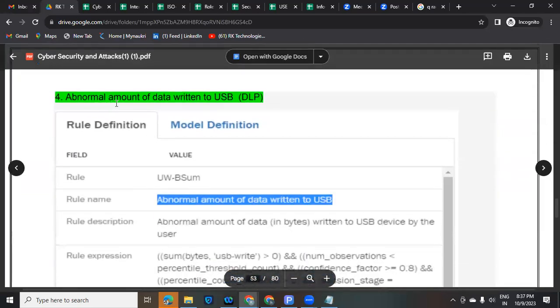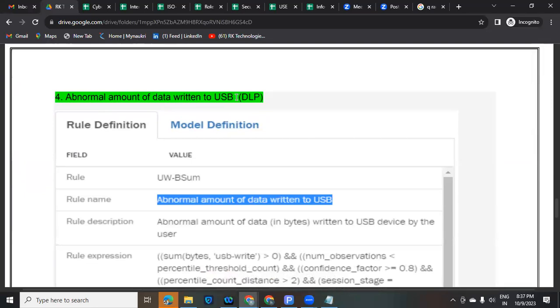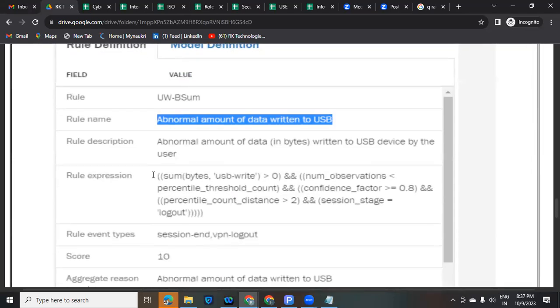Next one is abnormal amount of data written to USB. It's once again a data loss or data leak prevention use case or correlation rule. Meaning here, a large amount of data we are copying to a pen drive or memory stick or external hard disk. So that is the rule expression related to copying something to a pen drive. But don't go with these complicated logics. For example, explain the ransomware attack. That's very simple as compared to this one. Okay.